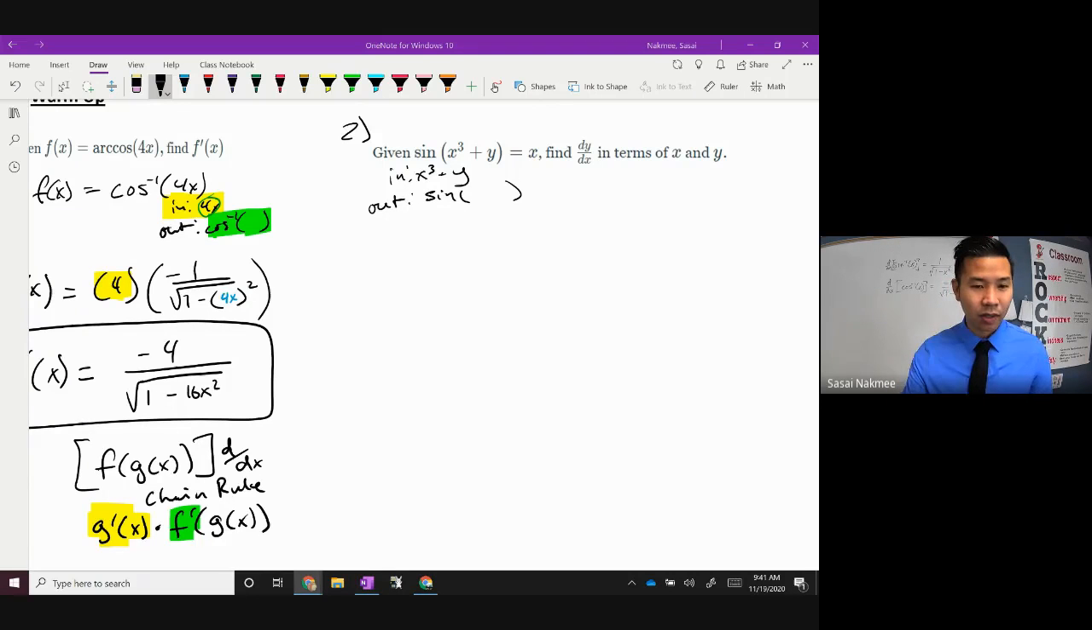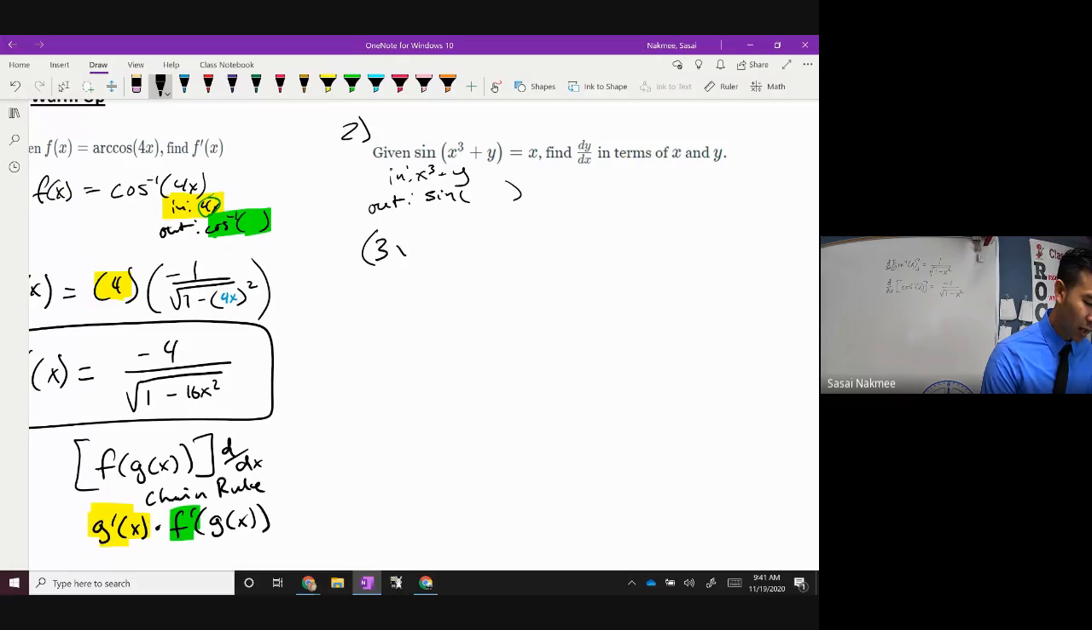And the way we're going to do that is take the derivative of the inside. Derivative of the inside is going to be 3x squared plus the derivative of y, which is just 1. But then again, you also have to remember you're taking the derivative of y with respect to x. So that's going to be 1 dy dx. That's the derivative of the inside. Multiply that with the derivative of the outside. Derivative of sine is just going to be cosine of the stuff that you have written inside there, which is x cubed plus y. See that?